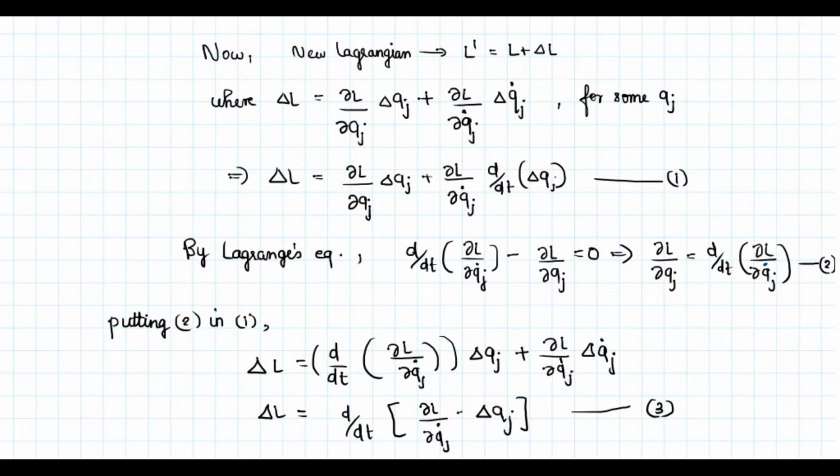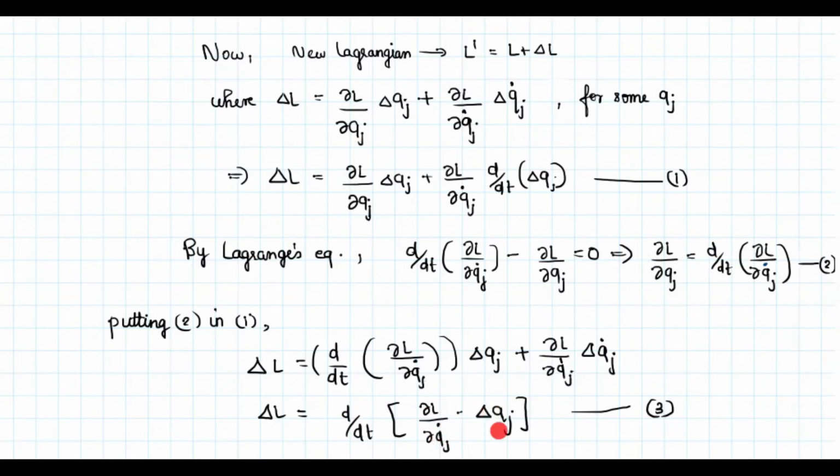So equation number 1 will become delta L is equal to, instead of dou L by dou Qj, we will write d by dt of dou L by dou Qj dot. So d by dt of dou L by dou Qj dot delta Qj plus dou L by dou Qj dot into delta Qj dot. So this right side is in the form of the derivative of the product of two functions. So I can rewrite this thing as d by dt of dou L by dou Qj dot into delta Qj.